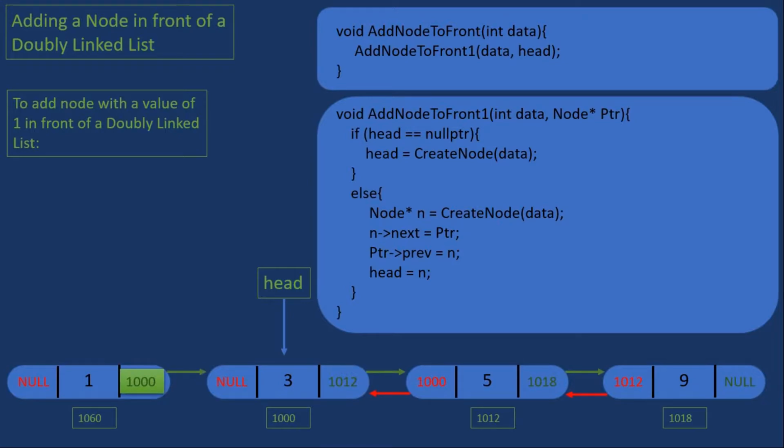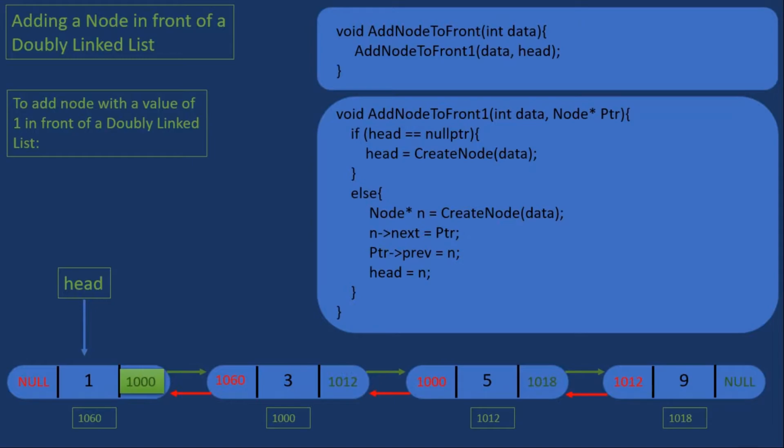But if we have nodes in the doubly linked list like we do in our example, we'll create a node pointer n, which will hold the newly created node, and we'll set the next pointer of the newly created node to point to the current head node, and set the current head node's previous pointer to point to the newly created node, and finally set the head node pointer to the newly created node, which then becomes the new head node. And that's it, and we have added a node in front of a doubly linked list.